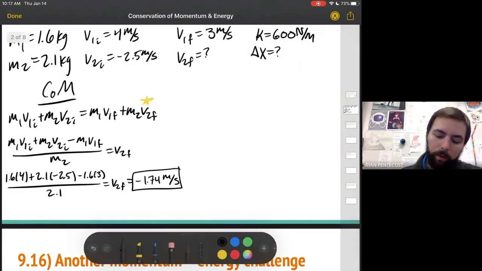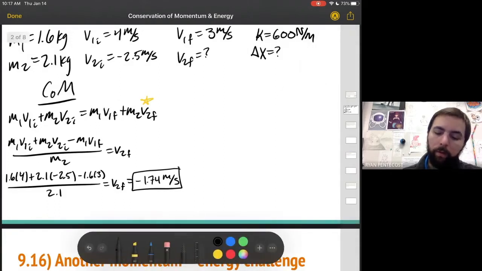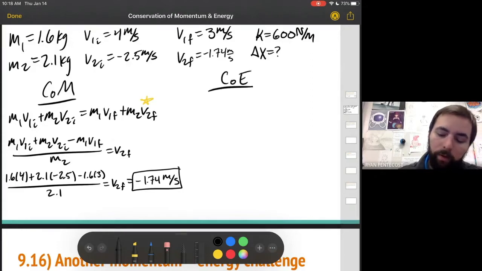Now let's do the other one. We need to find delta X. We need to know how far that spring has compressed at that instant. For this one we can use conservation of energy, and momentum has nothing to do with spring compression. It's all on a flat, frictionless surface, so we're just dealing with kinetic energies.